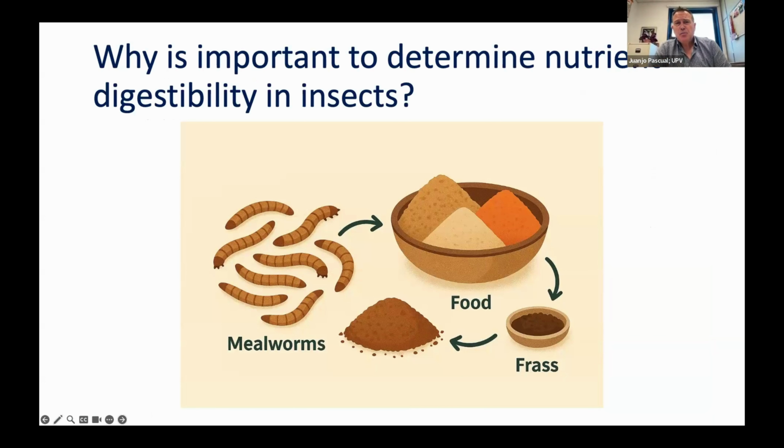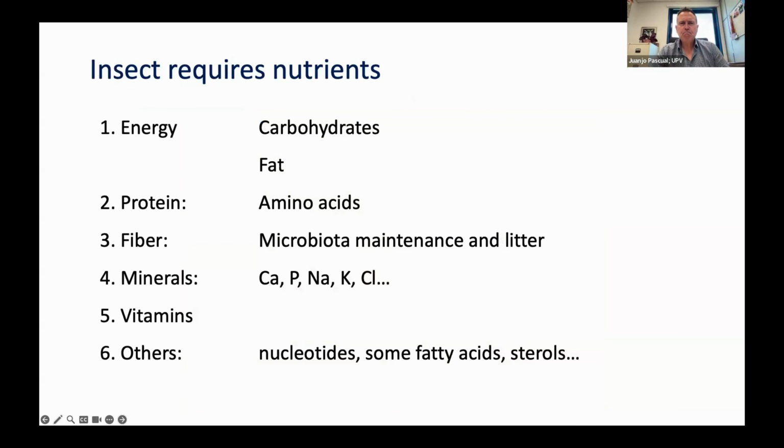Respect to this presentation, the first question it will address is why it is important to determine the digestibility of nutrients in insects. This technique is widely used for all livestock species to determine nutrient availability, but is it really necessary for insects such as mealworms?